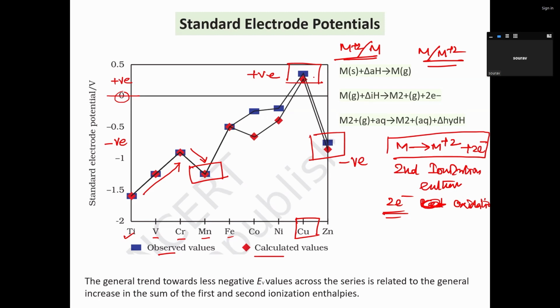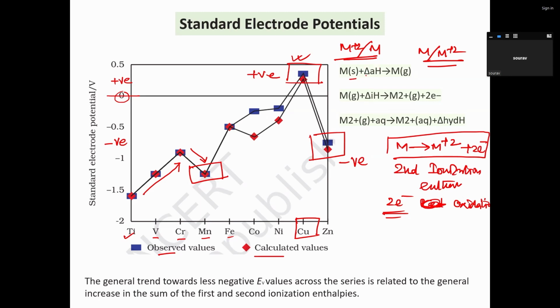So first of all, we have to know how the standard electrode potential is defined, and when it will be positive and when it will be negative. So first we will talk about copper. Why is copper showing this positive reduction potential value? Suppose the copper is solid, as for any 3D transition metal.